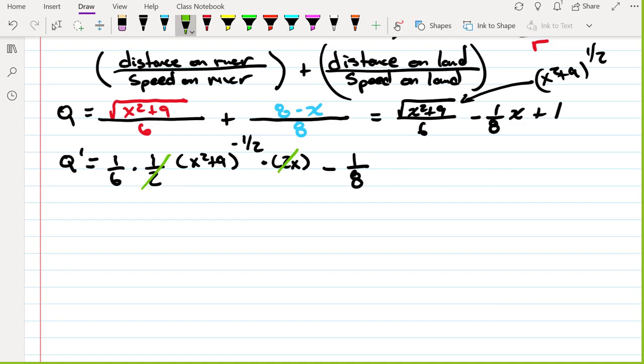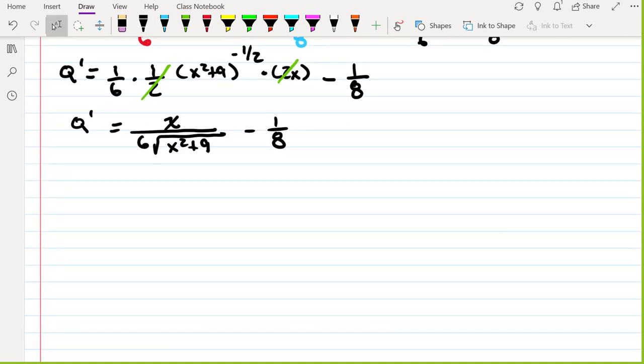The 1/2 and the 2 reduce out, and we get q prime is equal to, in the numerator, all that's left behind is x over, and then in the denominator we have 6. Moving this into the denominator, it becomes a positive 1/2, so it goes back into a square root, x squared plus 9 minus 1/8. So we set this equal to 0, and we need to solve. So we have x over 6 square roots of x squared plus 9 minus 1/8 is equal to 0.